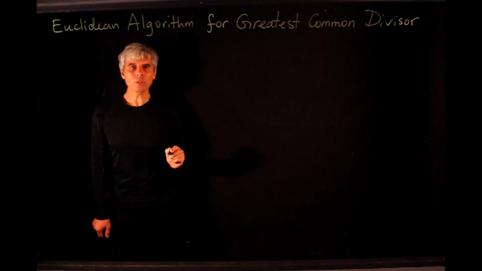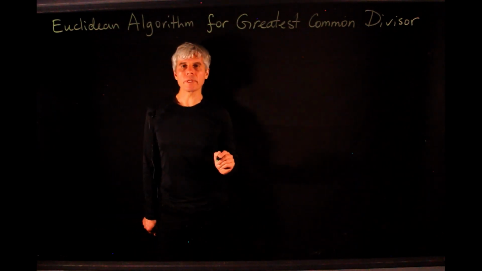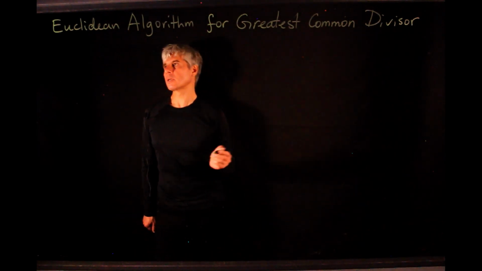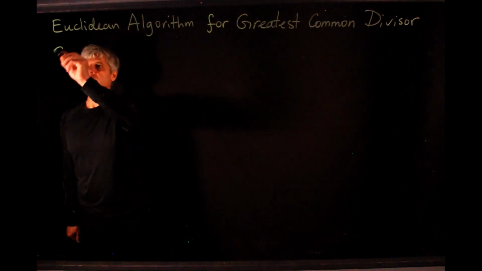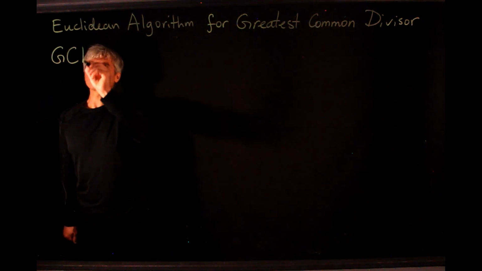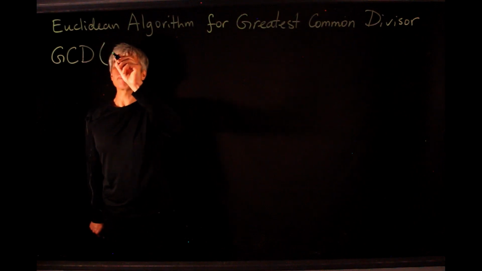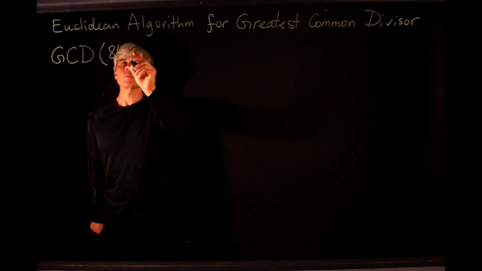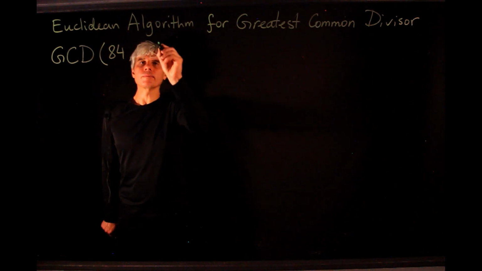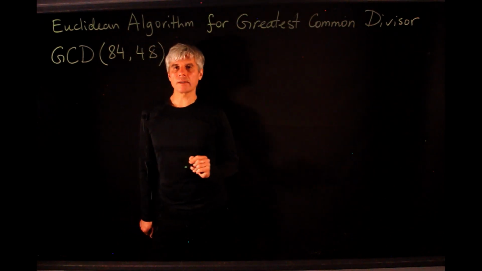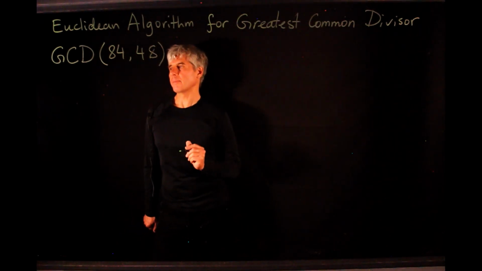Now, we want to find the greatest common divisor of two integers. So let's look at an example. Suppose we need to compute the GCD, greatest common divisor, of 84 and 48. Now, what is the high school method?